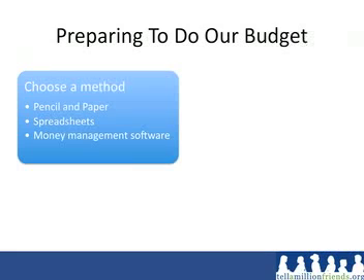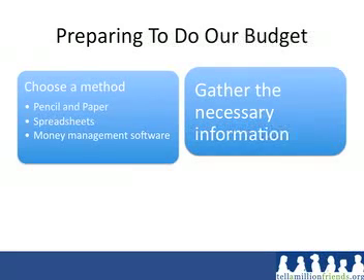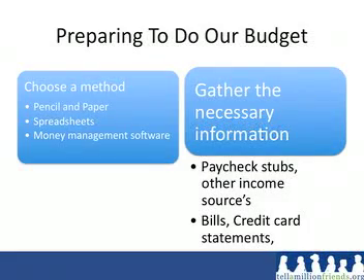After choosing what method we will use, it's time to collect the documents we will need to do our budget. We will want to gather our paycheck stubs and other documents, such as income statements from rental properties, that will give us an indication of our true income. The next thing we'll want to do is compile all of our bills, credit card statements, etc.